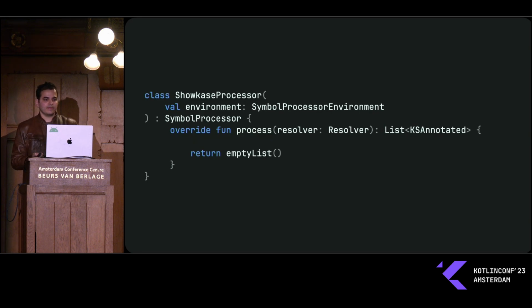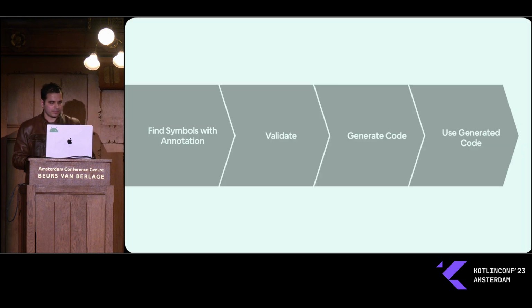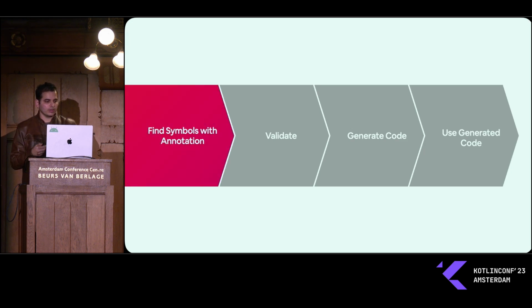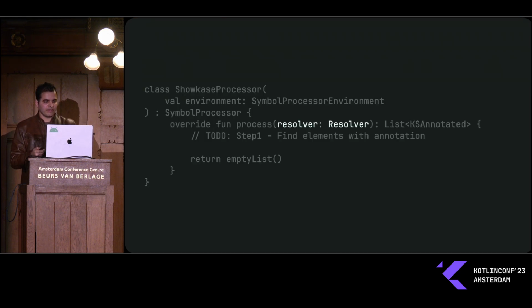The entry point to KSP is an implementation of a symbol processor. In this case, it's something that we are calling Showcase processor. All the logic that really goes into this will be in the overridden process method. Anytime you think about writing any sort of an annotation processor, there are 4 steps that you are most likely going to follow. Step 1 is finding all the symbols that have the annotation that you care about. We're going to leverage the resolver, which is part of the KSP infrastructure itself, and it gives us access to compiler information like the symbols, which is what we are interested in.